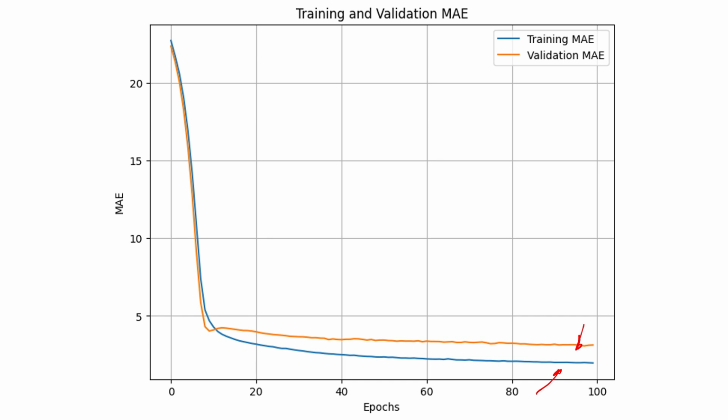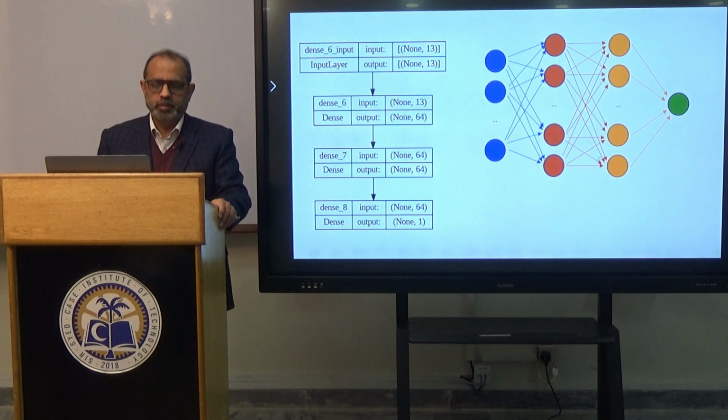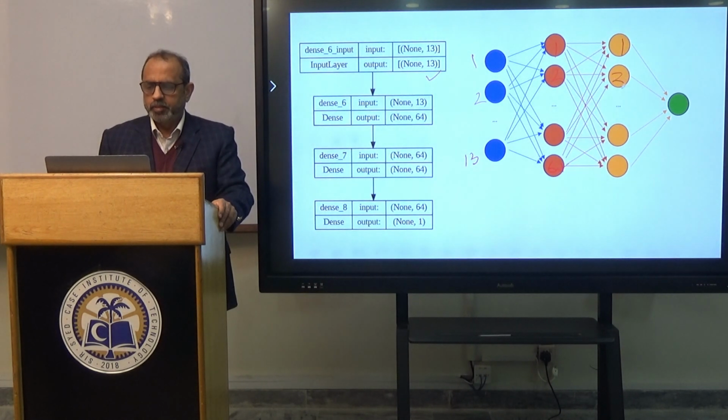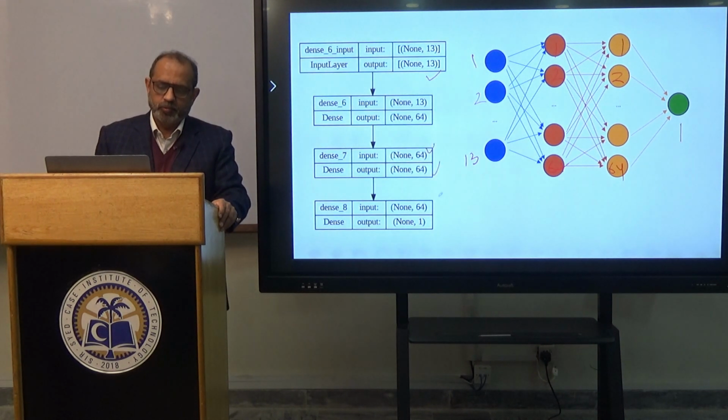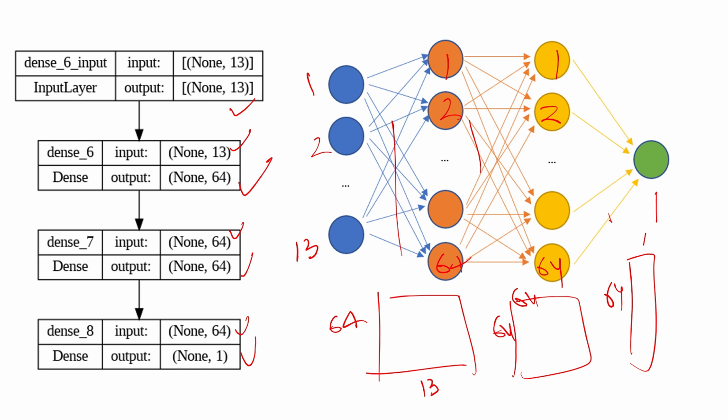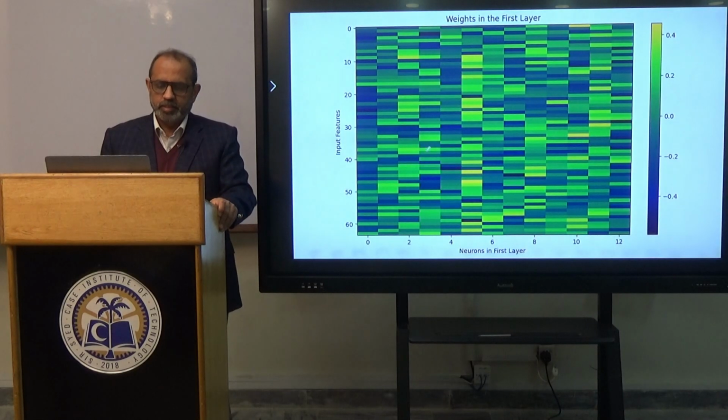And then I asked ChatGPT to actually show me the network. So this is where the 13 nodes, so 1 to 13 features going to 1 to 64 nodes, and then hidden layer 1 to 64 nodes, and then this one. So you can see 64, 64, 64, 1, 13, 64. So this is the neural network it has trained, and I said show me the weights. So these are the weights.